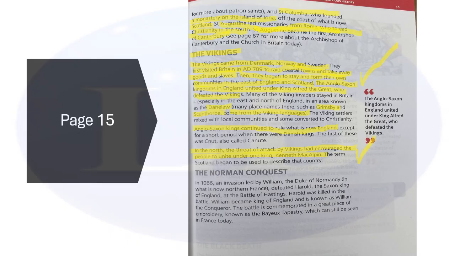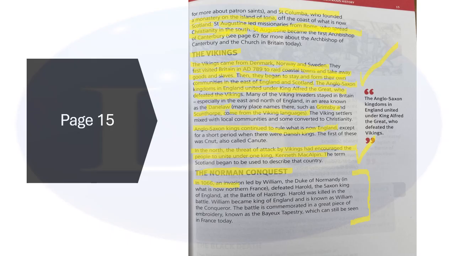The Norman Conquest. This is probably one of the most important turning points in British history. So please make sure you listen to that very carefully. And from this paragraph, I would say you will have 2 or 3 questions. Every time you will have at least 2 questions from this paragraph.